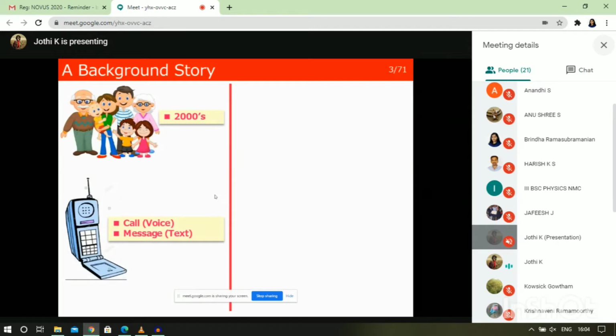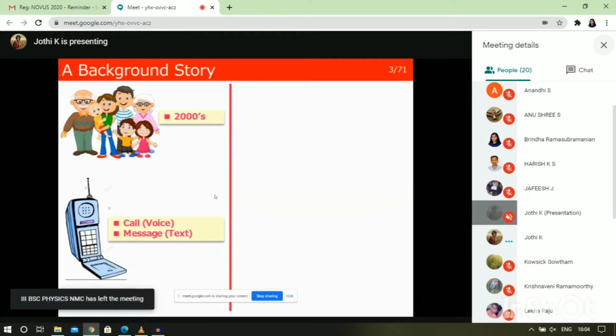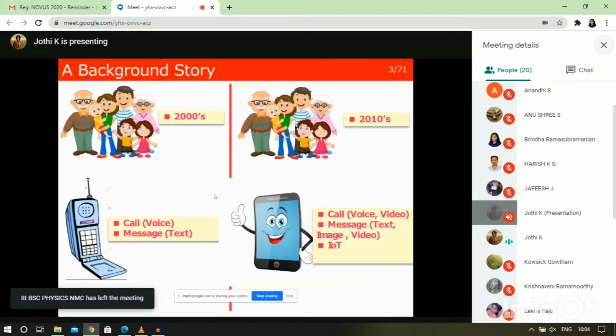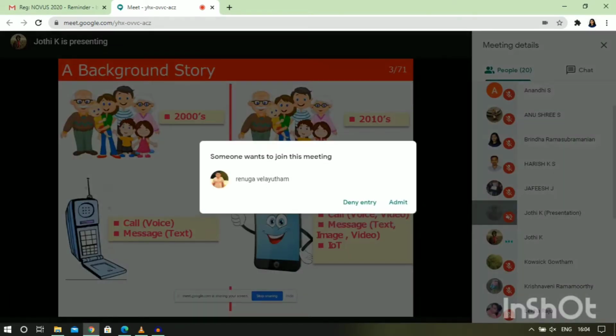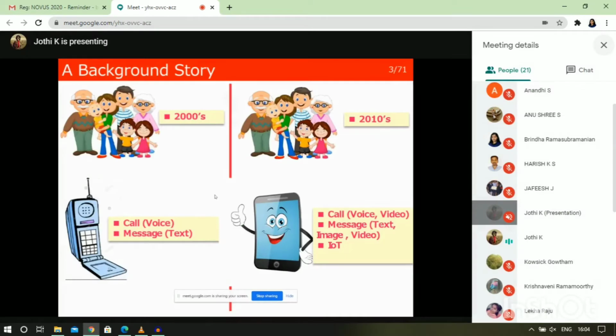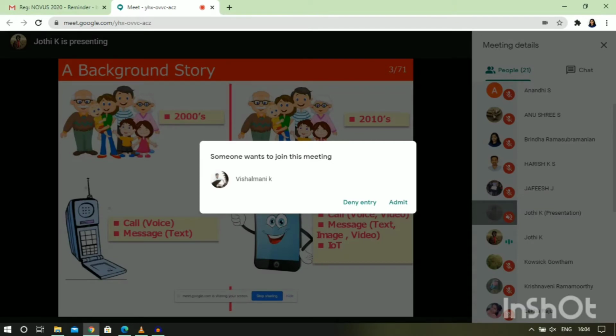So what are the secondary things you can do? You can probably set up an alarm, put a reminder note. That is the maximum application until 2005 if you take a cell phone. For example, let's consider a family in the late 2010s, which means after 2015. If they decided to buy a mobile phone, literally they can do everything, right?